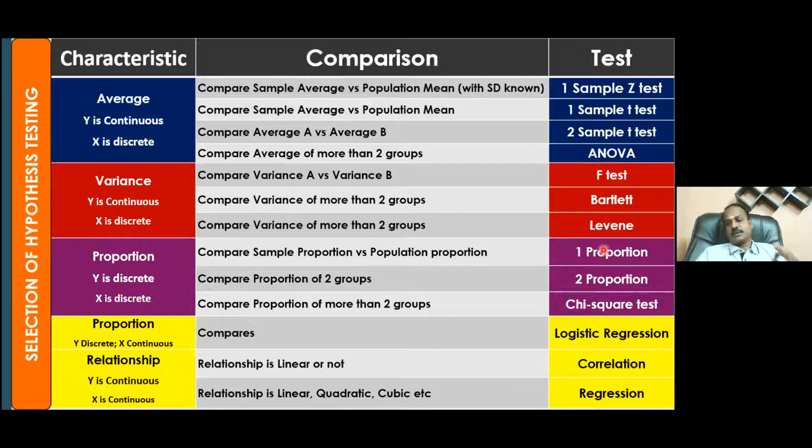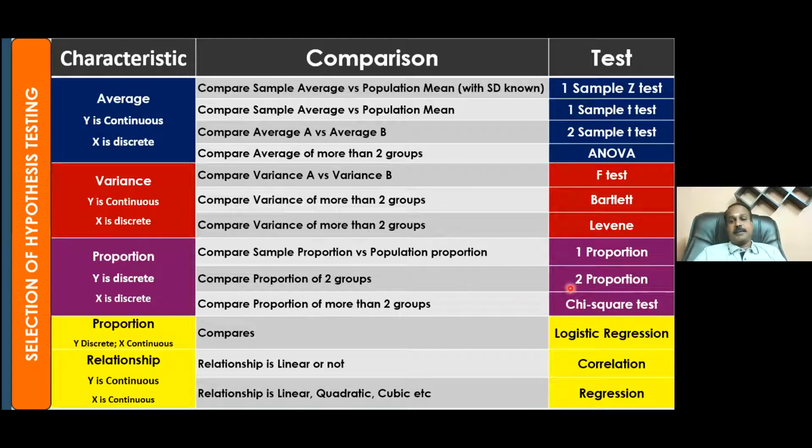Similarly, for proportion, one proportion means a sample proportion compared against the population. That's called one proportion test. And two sample proportions are also studied. The proportion of sample A compared with the proportion of sample B is called two proportion test. And the same situation when you have more than two groups, that's called chi-square test.